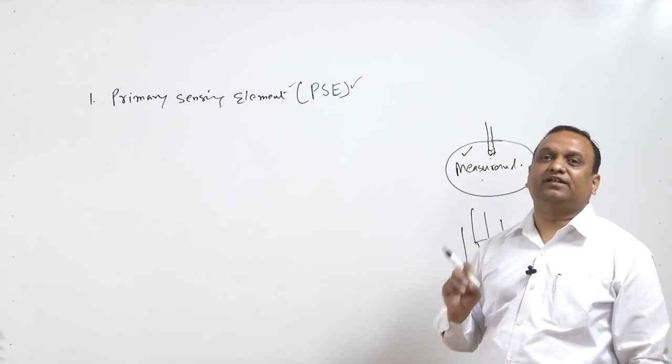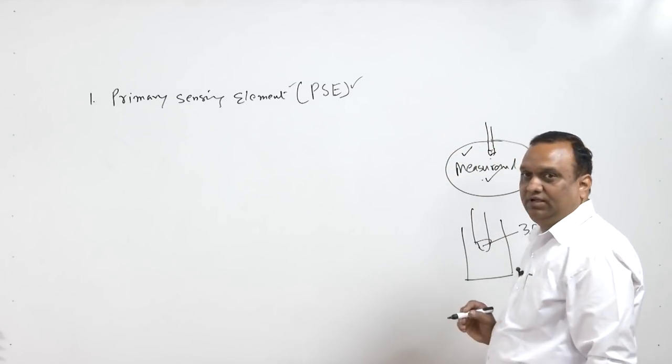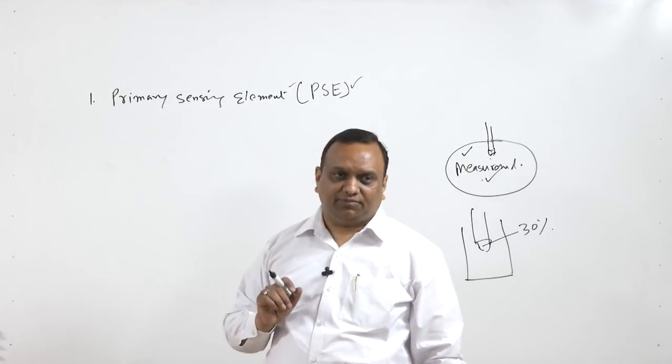In fact, it should be negligible, since it cannot be zero. So, the primary sensing element is a very important part of any measuring instrument.